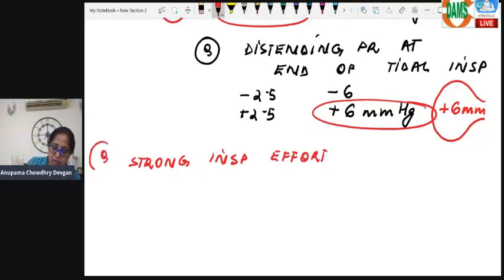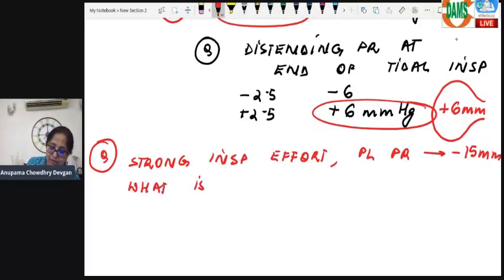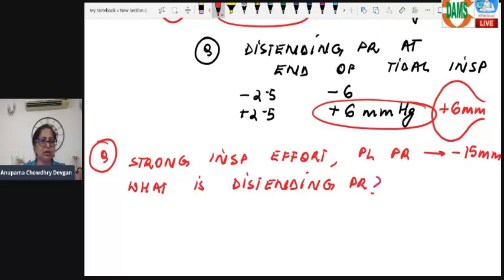Supposing I make a strong inspiratory effort. Pleural pressure is now minus 15 millimeters of mercury. What is going to be the distending pressure? I make a strong inspiratory effort.